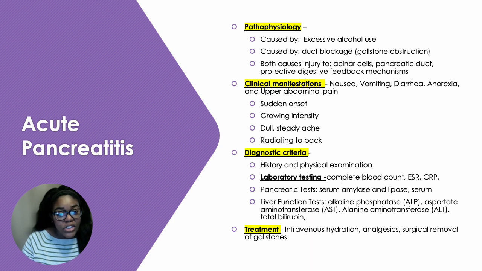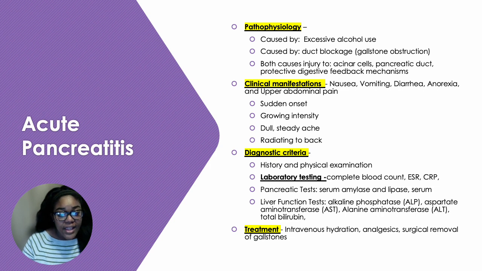Clinical manifestations include nausea, vomiting, diarrhea, anorexia, and upper abdominal pain, and that's just simply where the pancreas sits in the abdomen. So when we look at that abdominal pain, it is sudden in onset, it grows in intensity. You can have a dull, steady ache, or it can radiate to the back. All of these would be manifestations of that upper abdominal pain.